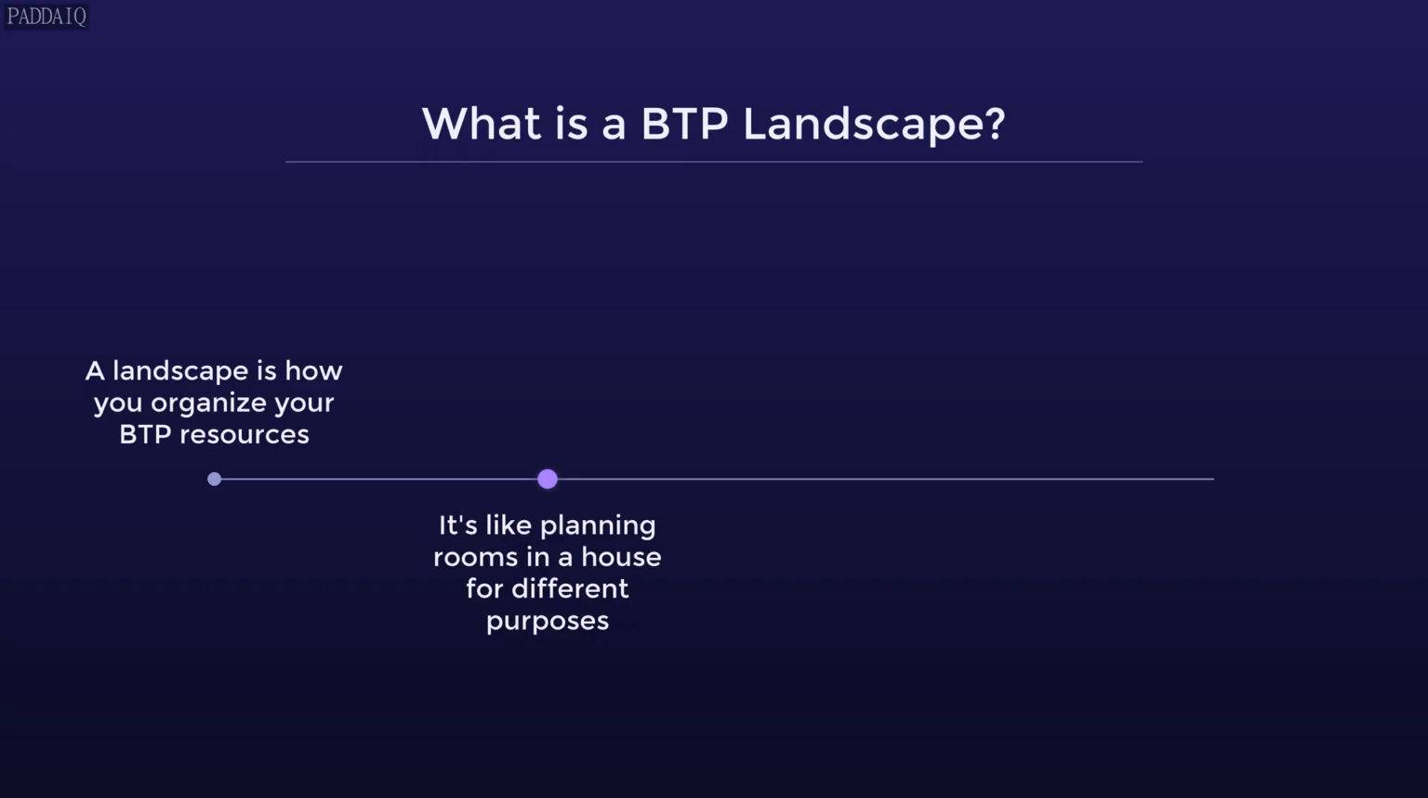It's like planning rooms in a house for different purposes. This means organizing your BTP account into separate areas for development, testing, and production, keeping them isolated for safety and clarity. For example, you build an app in the dev space, test it in quality assurance, and only run the final version in production. This structure ensures a controlled and reliable path for your applications.